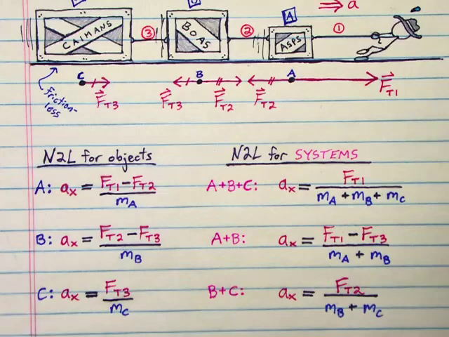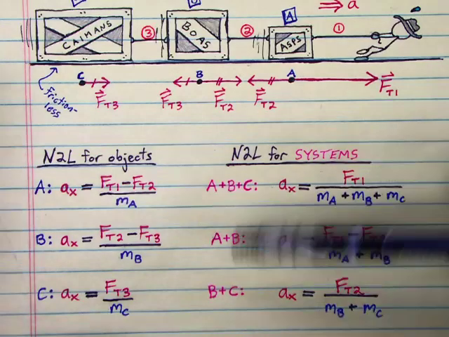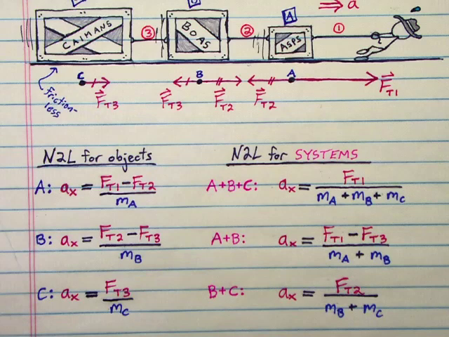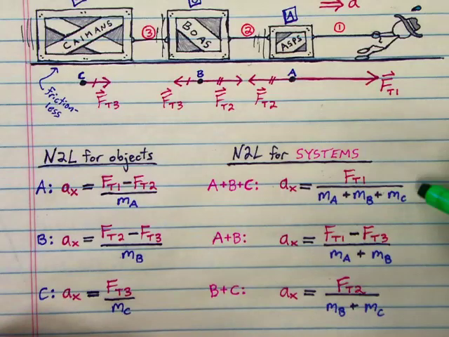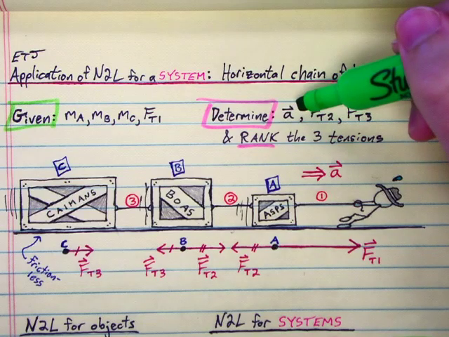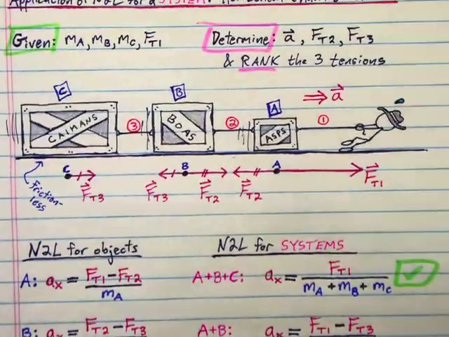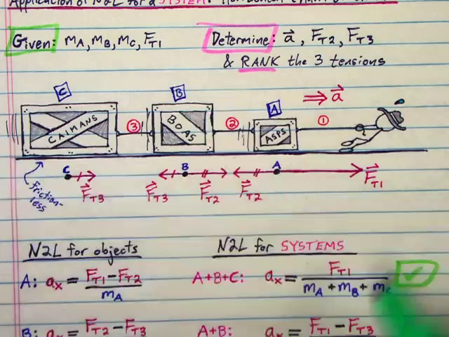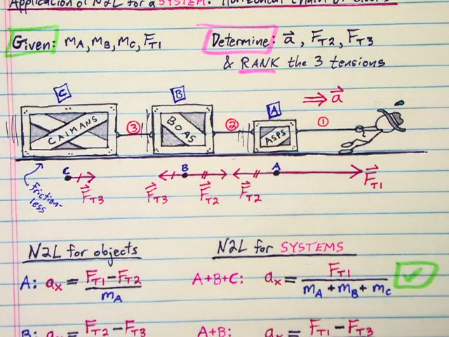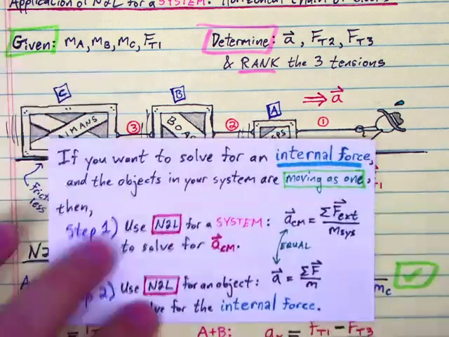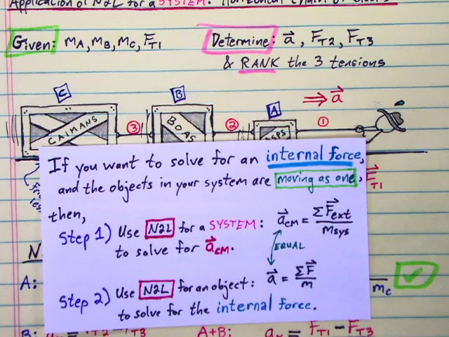All right, and so we've got all our possible N2Ls here, and looking over them, we can see right here that we have our answer for the acceleration of the whole system. Because when we treat the whole combination of blocks like a system, then we've got the acceleration in terms of our four givens right here. And that's an example of this two-step approach that we've been looking at for systems problems.